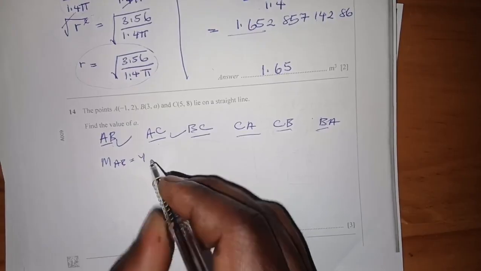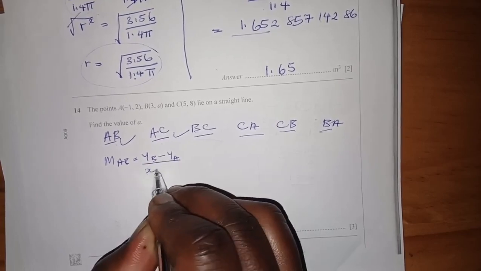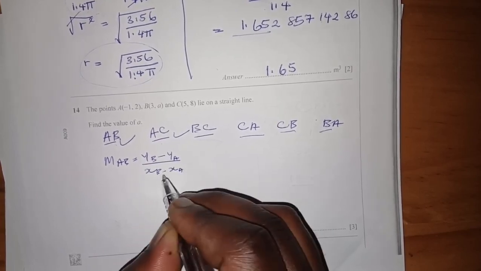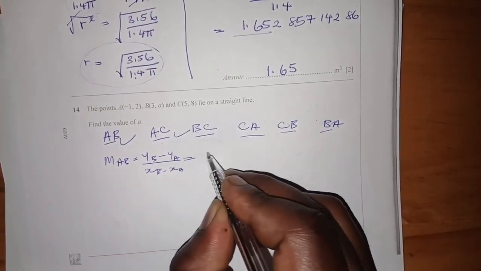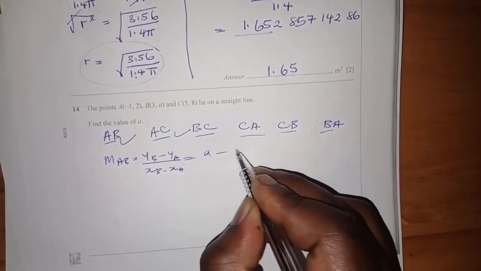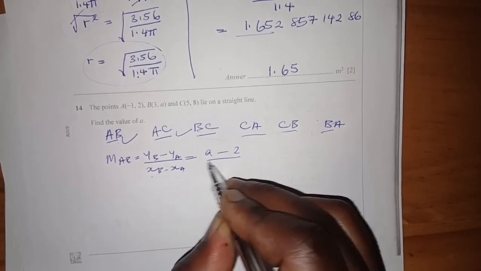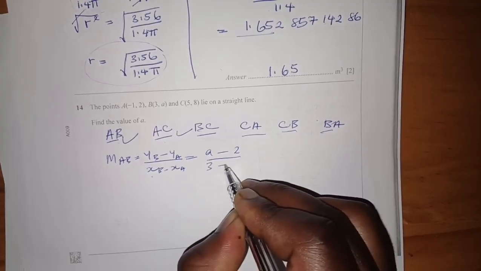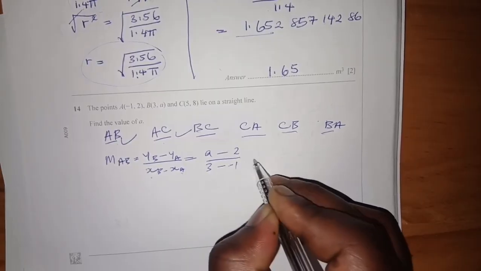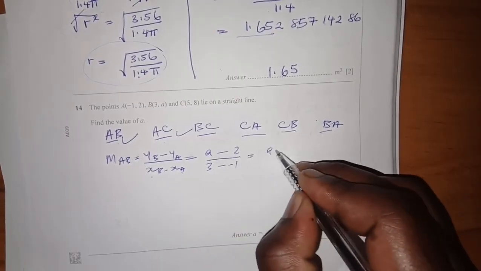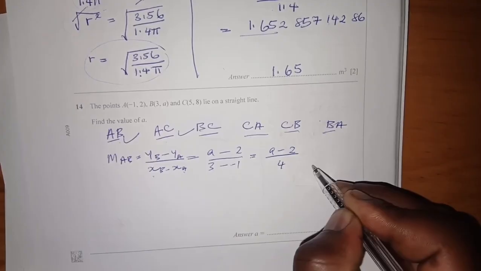Find the gradient of AB. This is equal to y at B minus y at A over x at B minus x at A. So substituting into this, the value of y at B is A, the value of y at A is 2, divided by the value of x at B, that's 3, minus the value of x at A, that's -1. This is now giving me A minus 2 over 3 minus -1, that's 4.